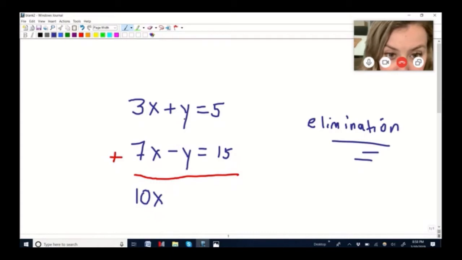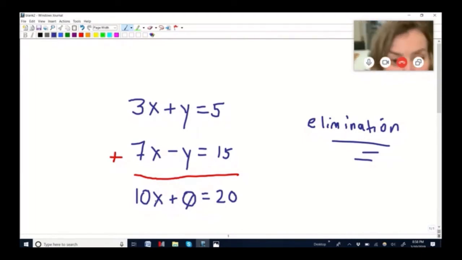Okay. And we have y, quote unquote, plus and negative y. Well, that actually cancels out, like y minus itself. Well, that's just 0, right? So I don't mind just writing a 0. That's fine. And then we have 5 plus 15, and that is 20, as you know. Now, at the end of the day, we don't really need this 0 here. We don't need to write that because 10x plus 0 is really just 10x. So we have 10x equals 20.